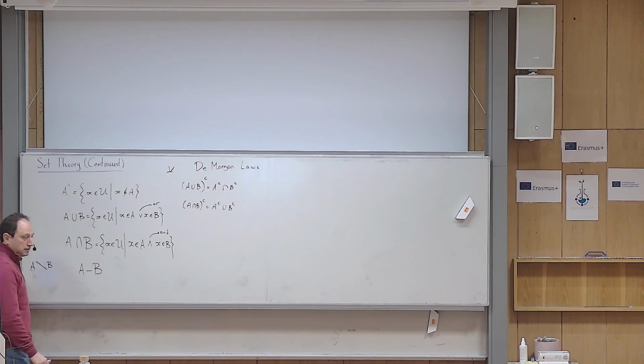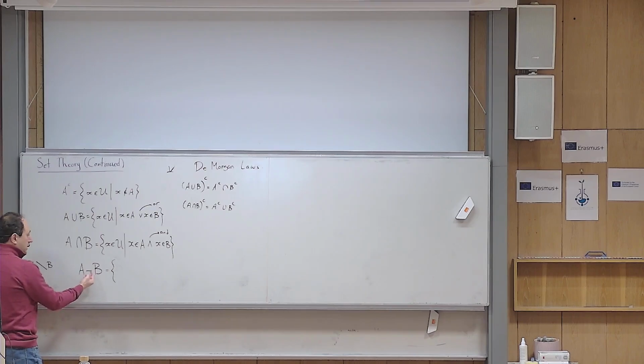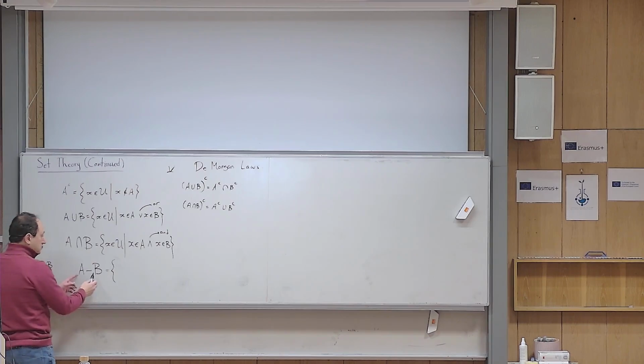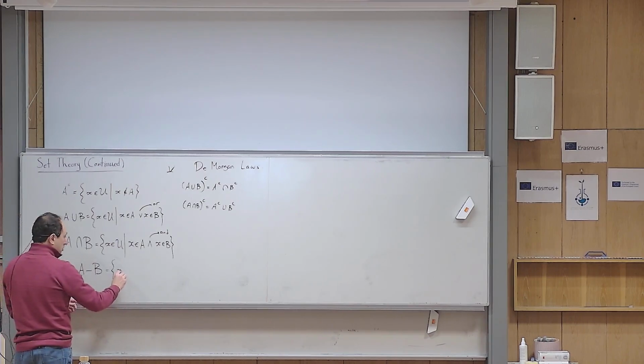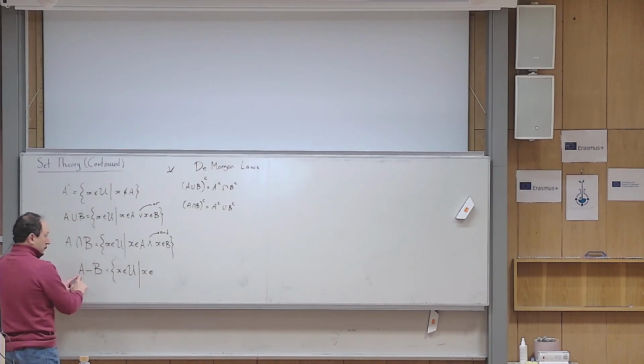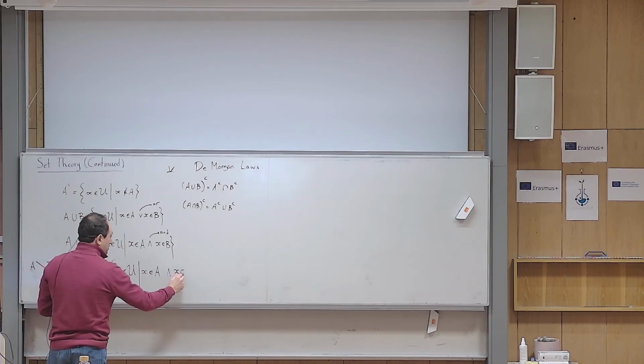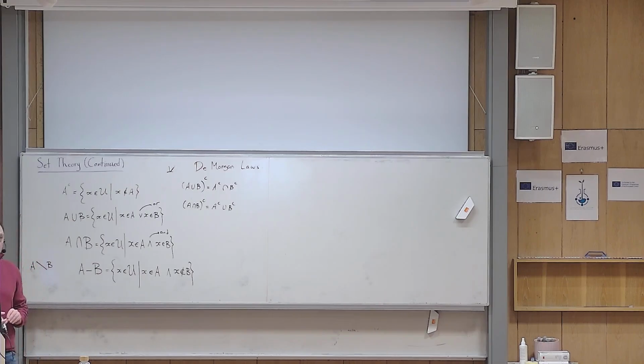But how should I define that? The definition is also very simple. When I write A minus B, if A and B are two given sets, this means the set consisting of all x's that of course come from the universal set, such that x belongs to the first one and it does not belong to the second one. This is the set A minus B.